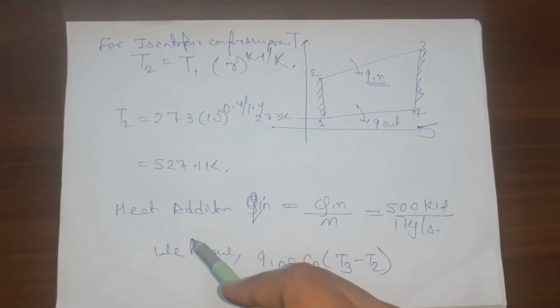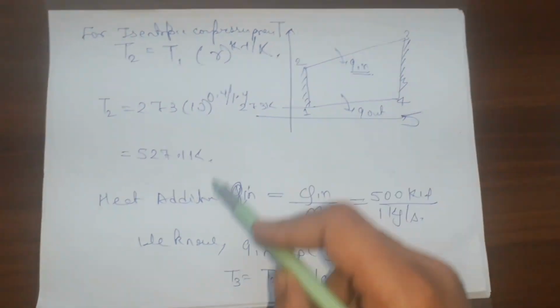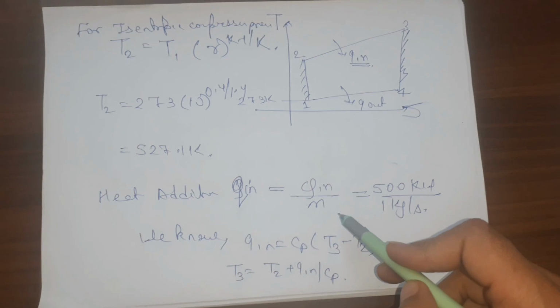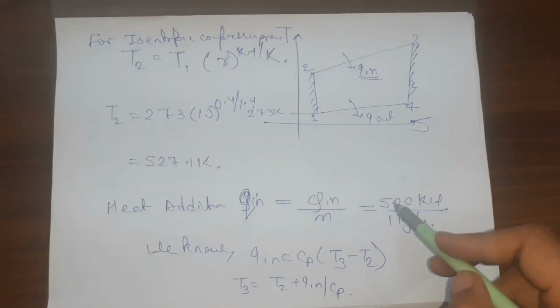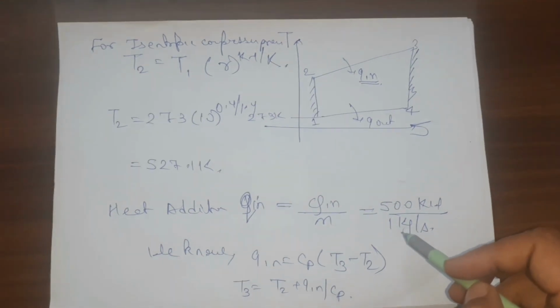For the heat addition, we will use Q in is equal to capital Q, which was given, upon the mass flow rate. Capital Q was 500 kilowatt upon the mass flow rate, which is 1 kg per second.